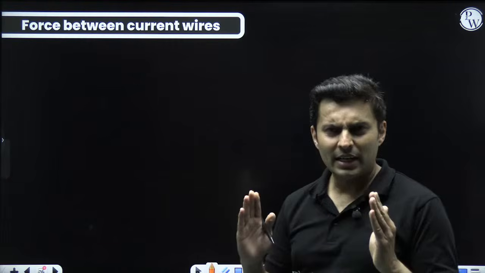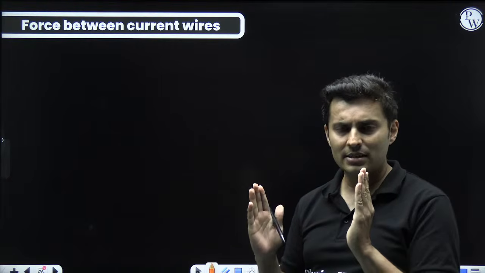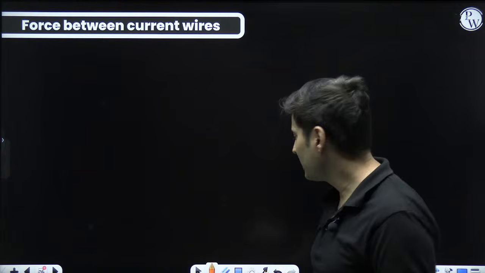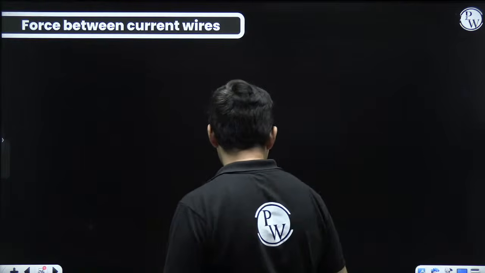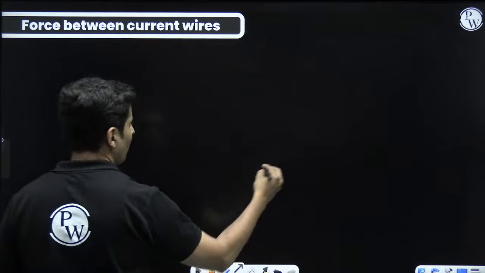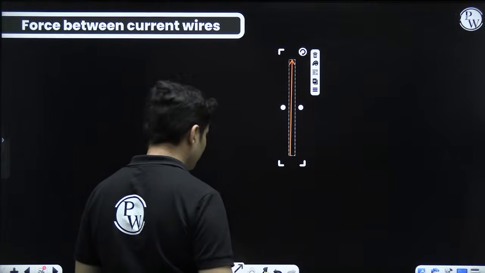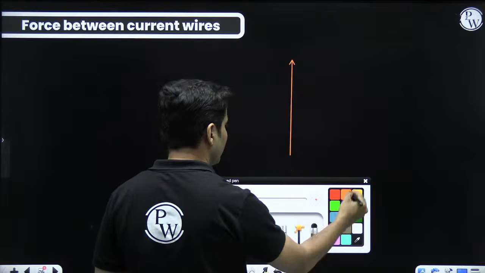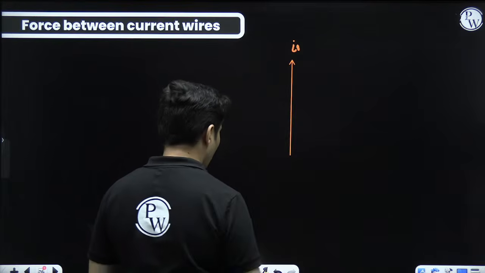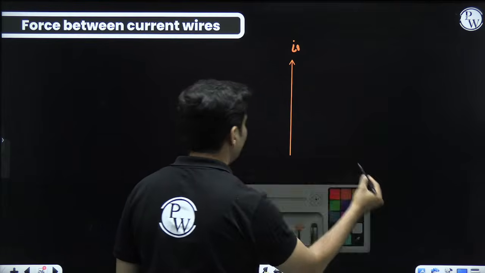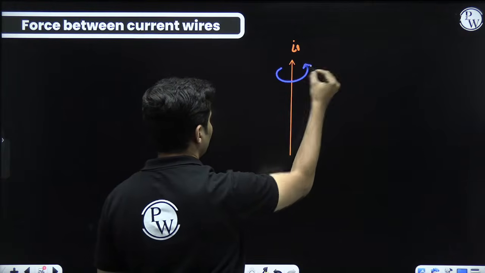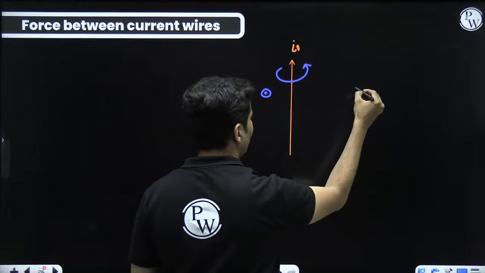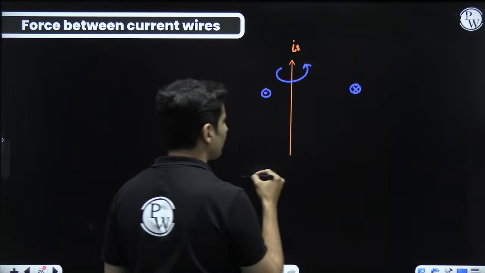So force between current carrying wires. If you have 2 wires carrying currents, then they can apply forces on each other. How, sir? Let's understand. Let's take the situation where you have a wire like this carrying some current, let's say I1. We all know it will create a magnetic field around it like this. So on this side it will come towards you, on this side it will obviously go inside the plane.